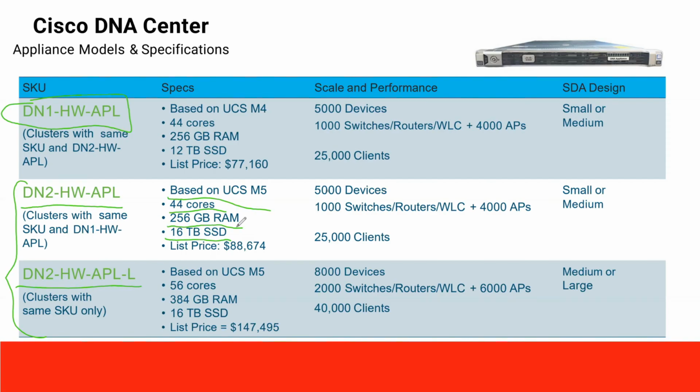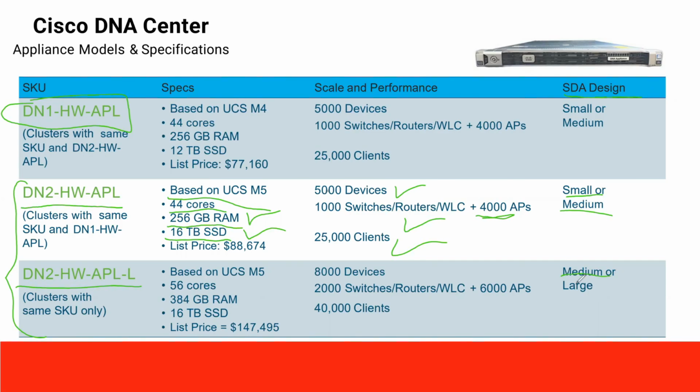You can see the specifications. It has 256 GB RAM, 16 GB, sorry, not GB, 16 TB SSD. And the scale and performance: you can see it can handle 5,000 devices, 1,000 switches, routers, WLCs, plus 4,000 access points, and the concurrent clients it can manage is 25,000. And this is recommended for small and medium SDA design.